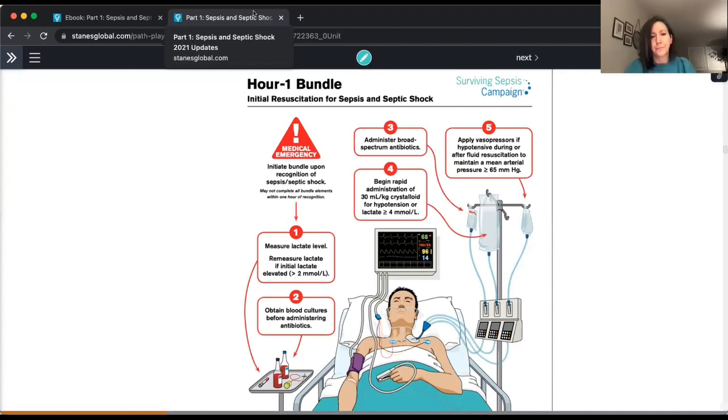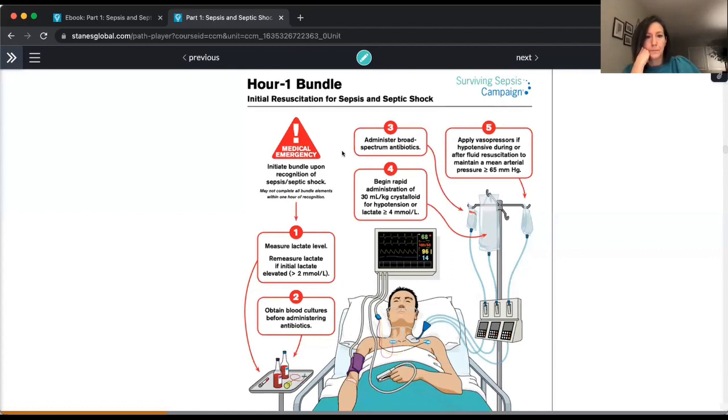If you give the antibiotics first, you may diminish your chances of actually culturing the organism that started this infectious process off. And then number 4 is fluid resuscitation of the patient with a recommended 30 milliliters per kilogram. This gives you a clear idea of the volume of fluid necessary in people who have septic shock, what kind of volume they need.